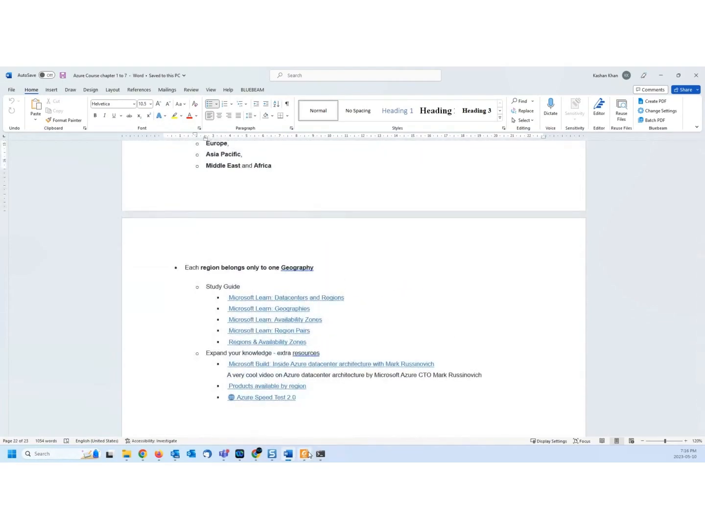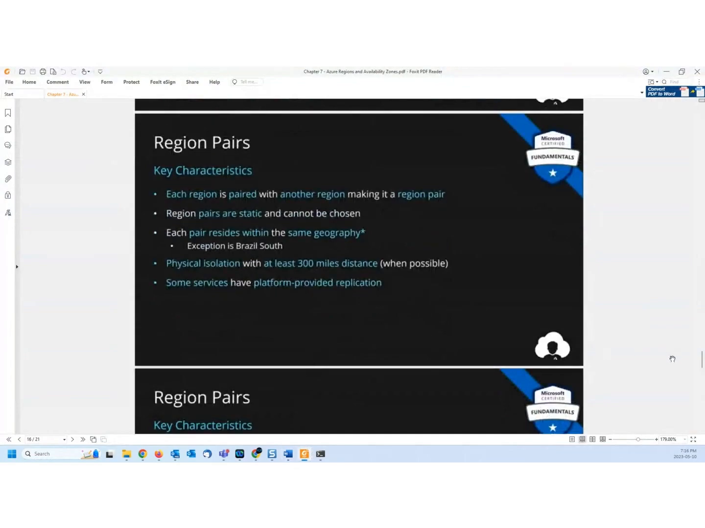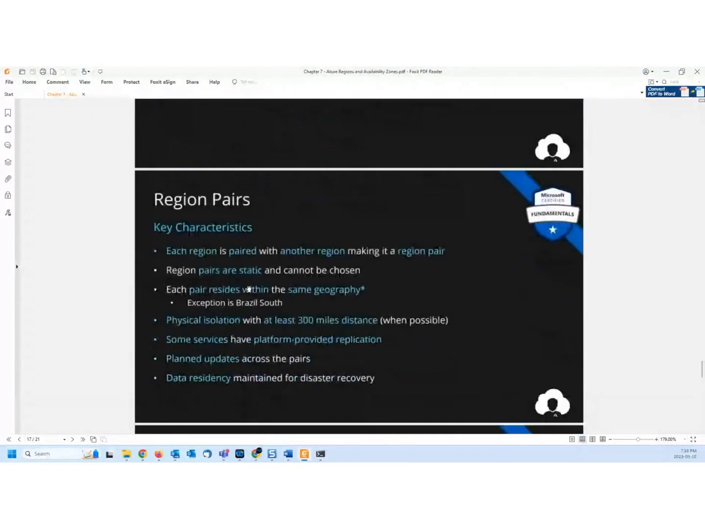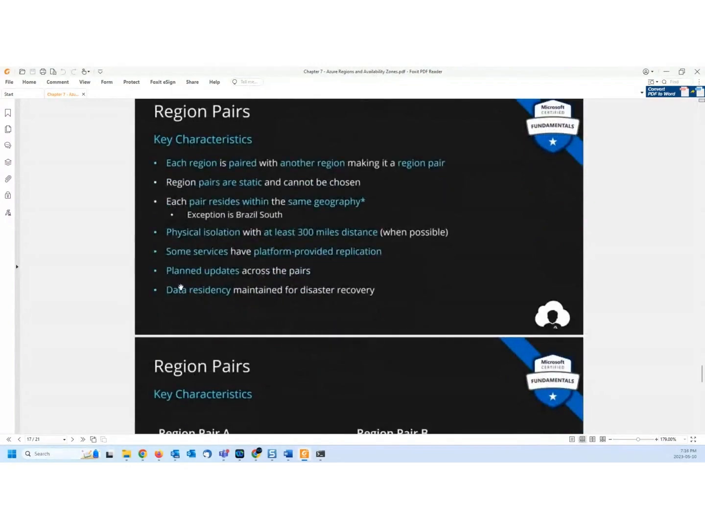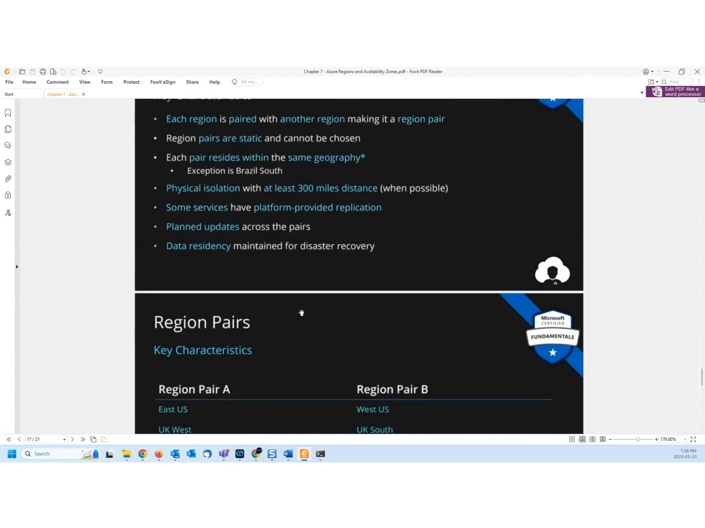Let's finish this up. I think we are almost on the 16th and 21st slide. So, region pairs. Some services have platform-provided replication, with planned updates across the pairs. So when they plan it across the pairs, all the regions in that region pair get updated, and data residency is maintained for disaster recovery. So region pairs provide an extra layer of protection for that region.